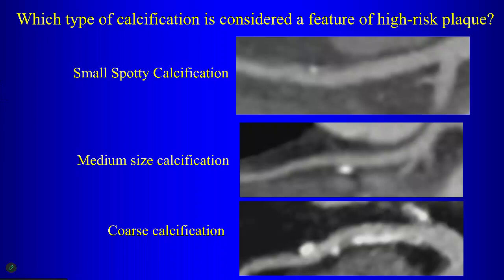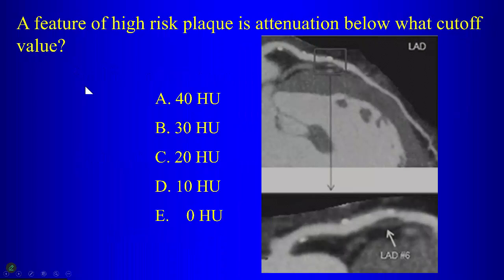So we have a spotty calcification, that's this small dot-like calcification. We have a medium-sized calcification, that's this one, and then we have coarse calcification. Which of these is considered a feature of high-risk plaque? Coarse? Spotty, right. So small spotty calcification is considered a feature of high-risk plaque. That's something that you need to know when you're interpreting coronary CT studies.